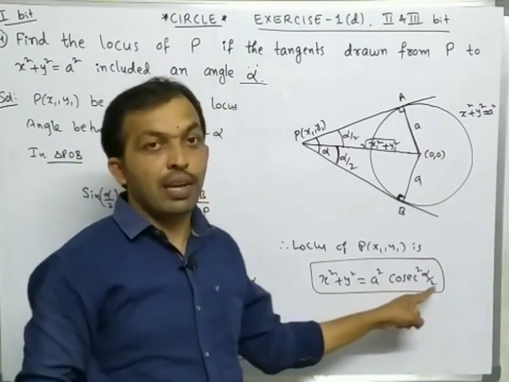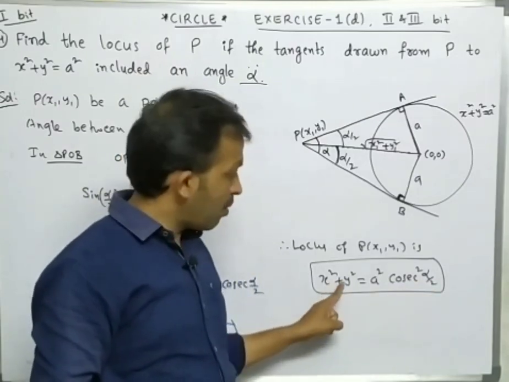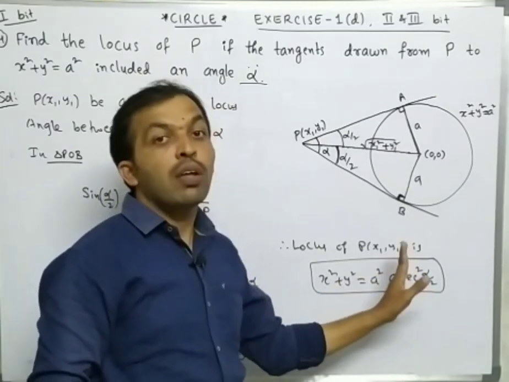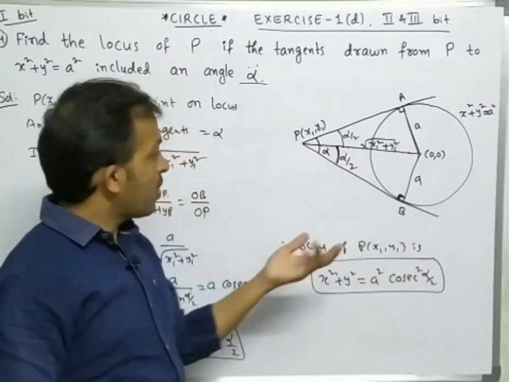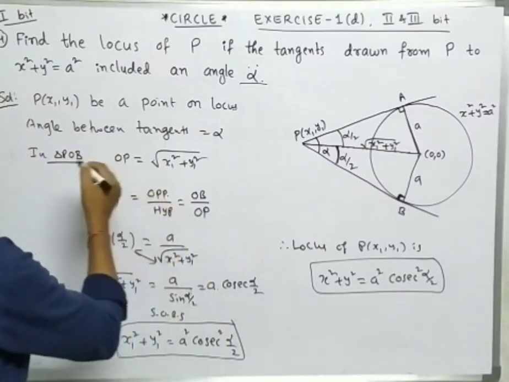So this is also a circle. x square plus y square is equal to a square into some constant, depending upon alpha.